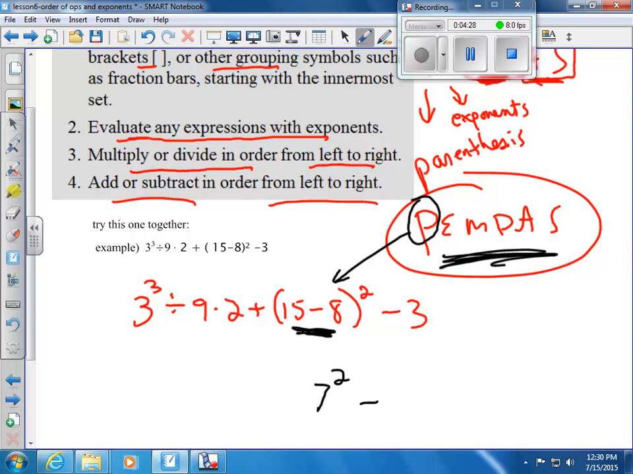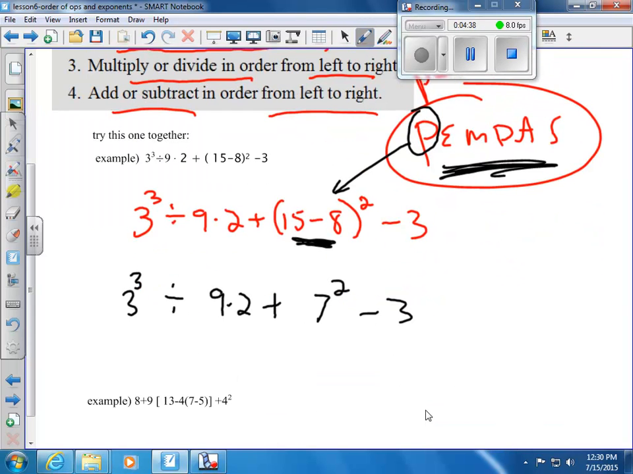Record. The big thing is, I want you to practice, even though you could do a lot of this in your head, practice writing step by step and line by line. Then we take care of our exponents next. Okay, so 3 cubed is 27.